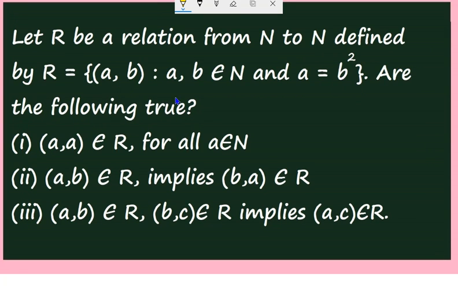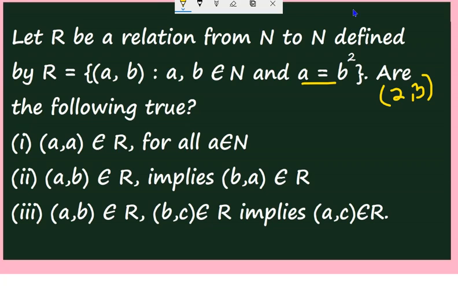Now, to solve this problem, let us take some examples and check whether the particular element is in R or not. I will write one element: (2, 3). You have to check whether this element is in R or not. And how to check it? You have to check whether this condition is satisfied. What is a here? 2. What is b? 3. Whether 2 is equal to 3 square? No, 2 is not equal to 3 square. Therefore, this element is not in R.